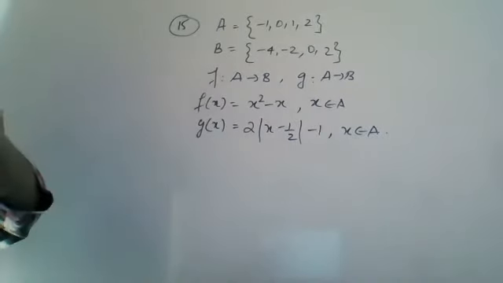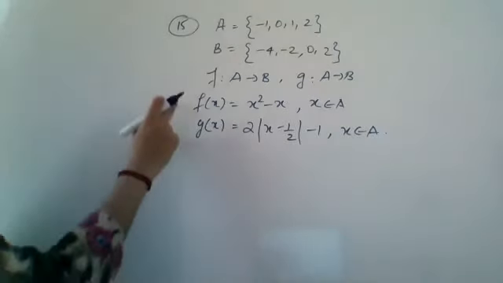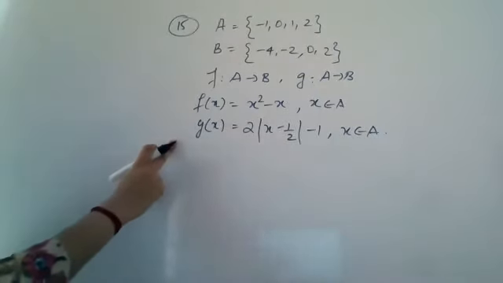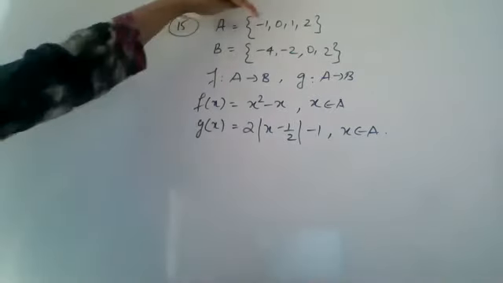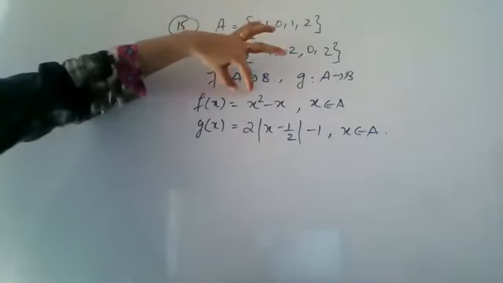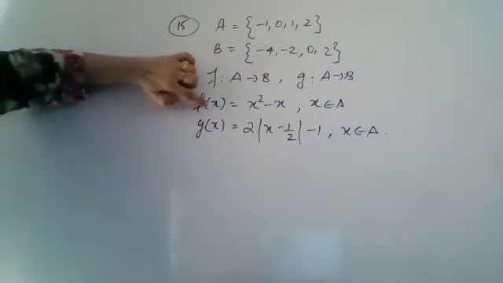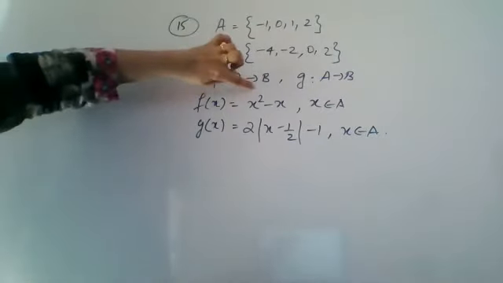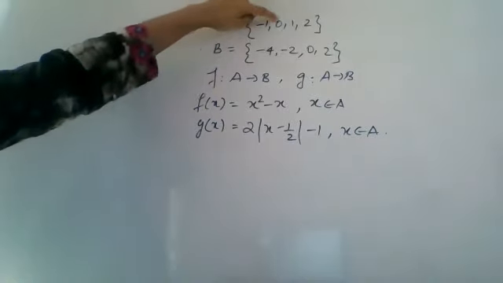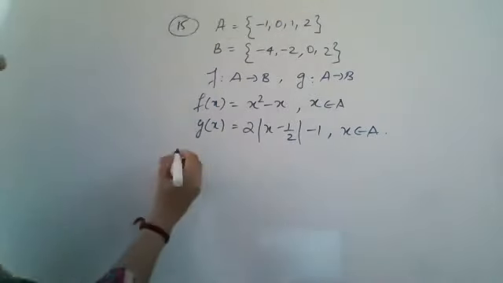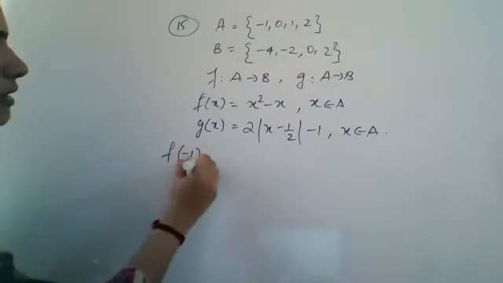We need to show whether f and g, these two functions, are equal or not. In order to check, we have to find out the value of f of x for all the elements, starting from A to B. So x belongs to A means you have to find out f of -1, f of 0, f of 1, and f of 2. So we'll start with f of -1.